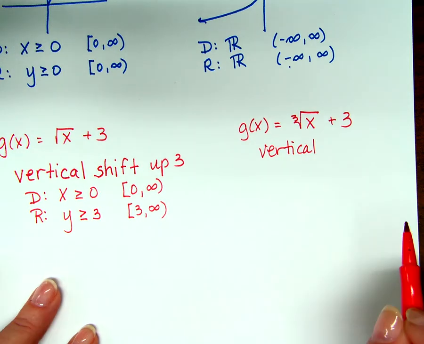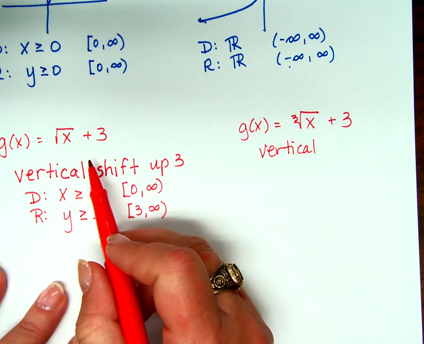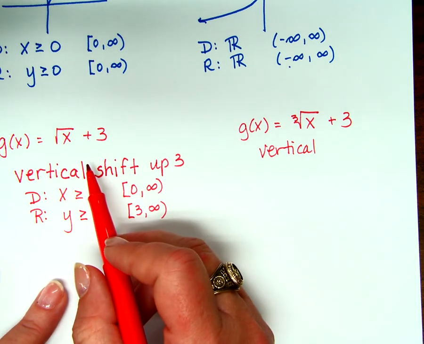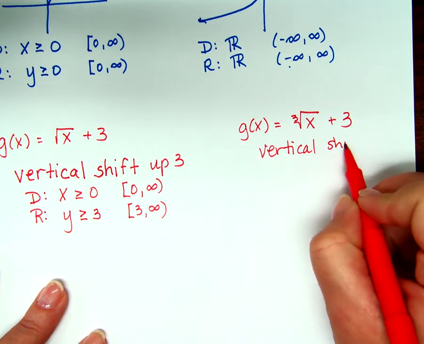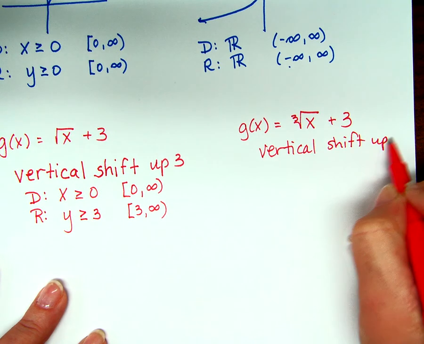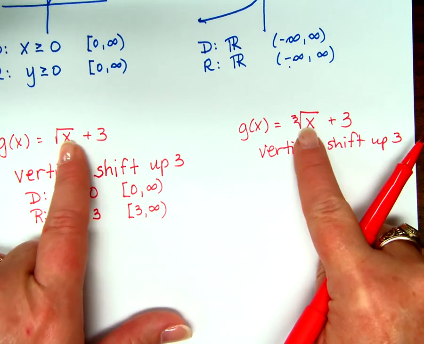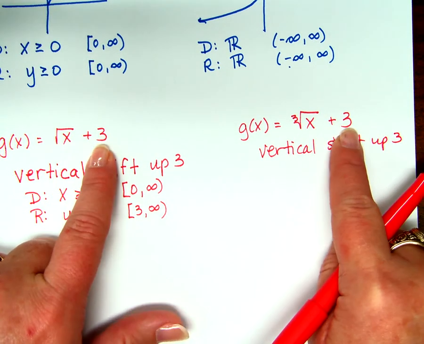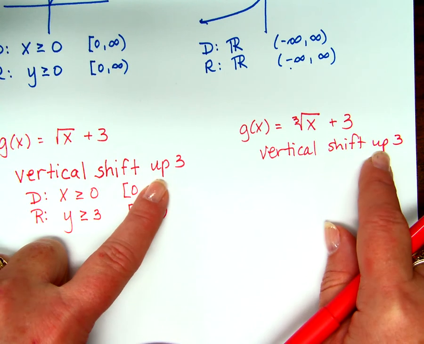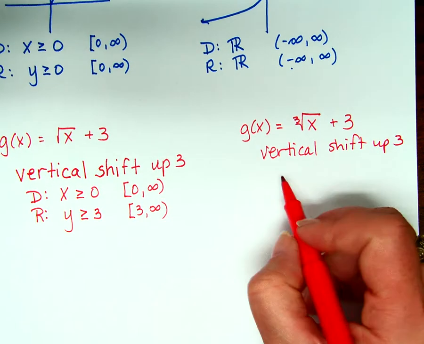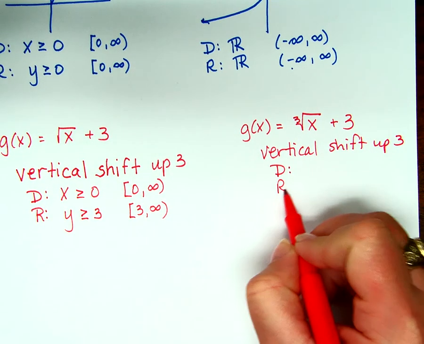Wait, it's exactly the same as this one? Why? Because of our transformation rules, right? This is outside of the function. It doesn't matter what the function is. If it's outside of the function, it moves a vertical shift up 3. Done. Yeah? What's the domain and range of this new function?